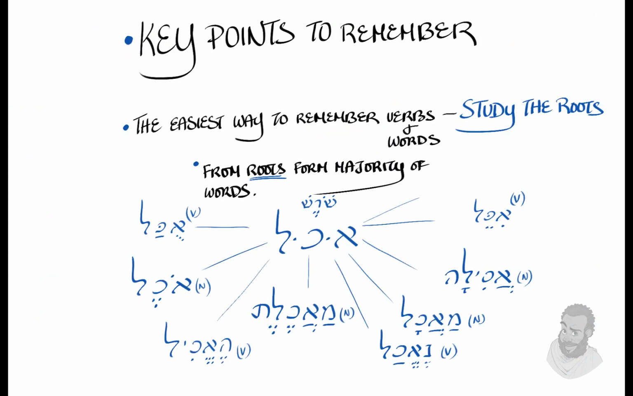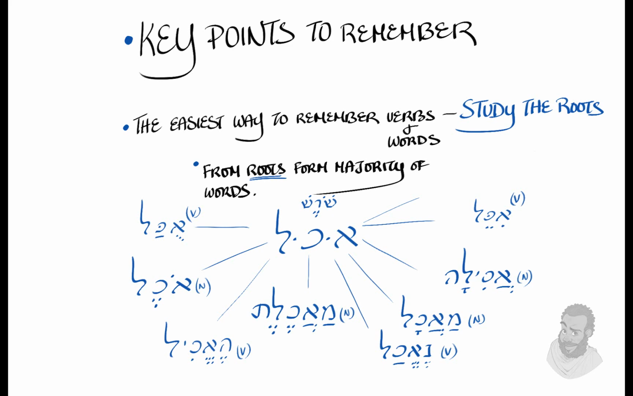First one would be the easiest way to remember verbs and words. So, verbs and words, study the roots. This is not a natural thing that is done so much within a people. Of course not. But when you go to school, there are specialized schools, yes, you would learn certain roots, and then which words are brought from that root, which words are formed, which words are brought forth from that particular root.